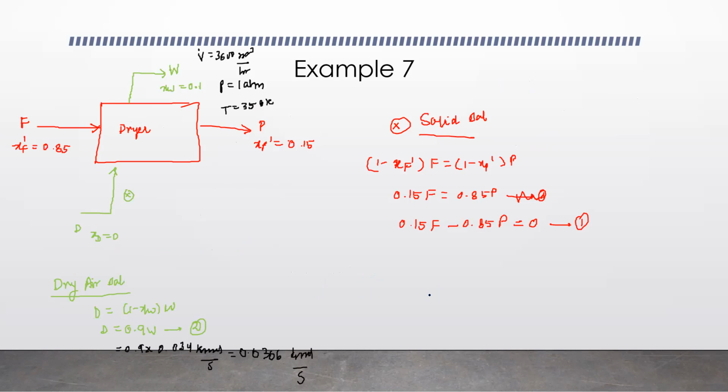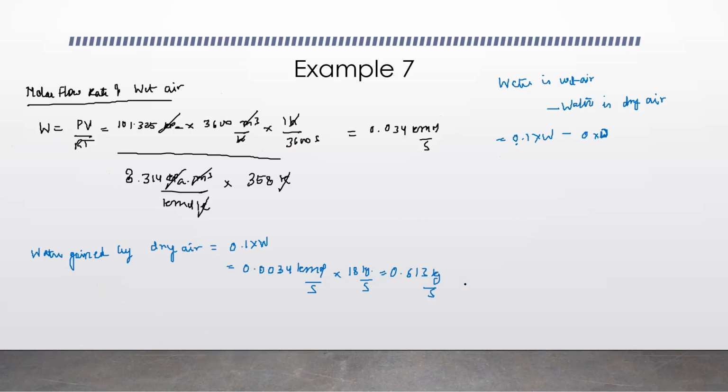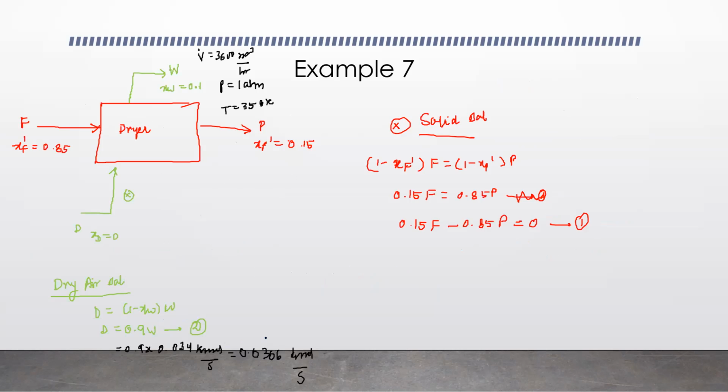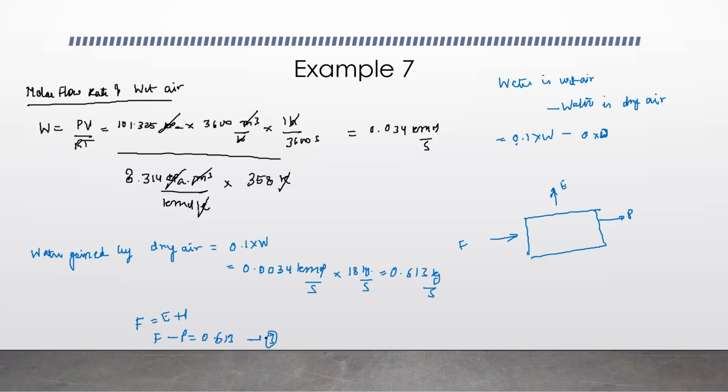Because F and P are also mass flow rates, we can now simplify this problem as a simple drying problem. This is the mass of water that has been lost, that is E, between my F and my P. If I use the overall material balance, F is equal to E plus P, where E is equal to 0.613. Hence, F minus P is equal to 0.613. This is your equation number 3. So you already have equation number 1 in F and P, and equation number 3 in F and P.